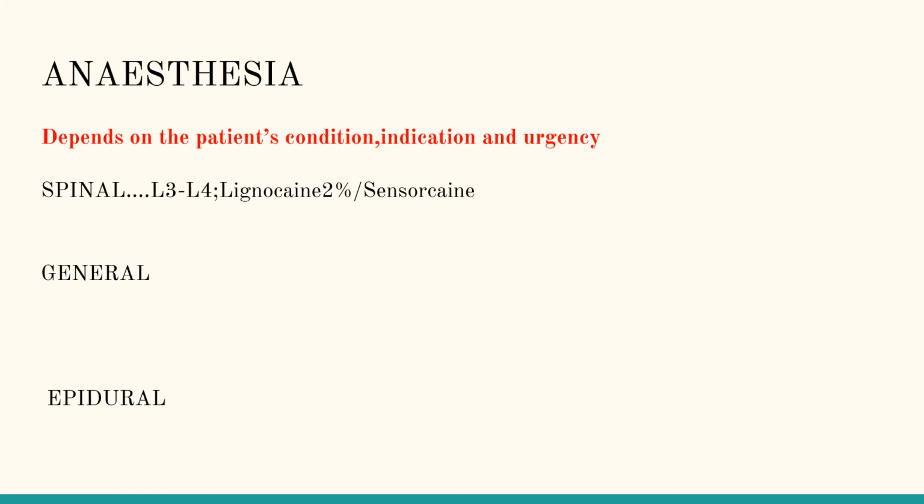What anesthesia is given for C-section? It depends upon the patient's condition, what is the indication and the urgency. Routinely, spinal anesthesia is safer. It is given in the L3 and L4 space with lignocaine 2% or sensorcaine. General anesthesia or epidural anesthesia can also be used.